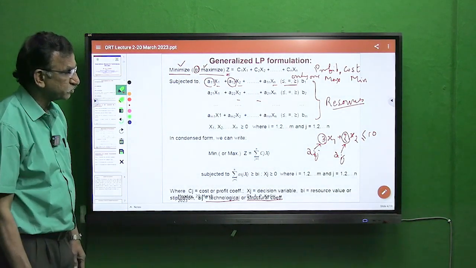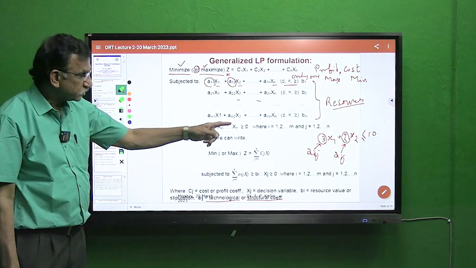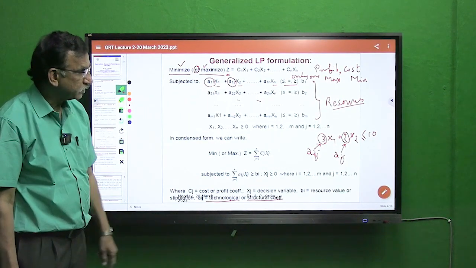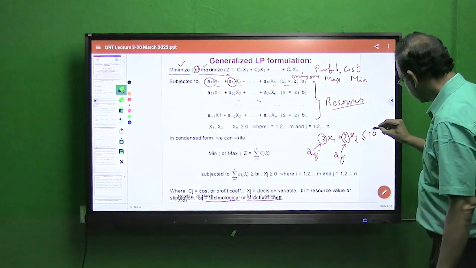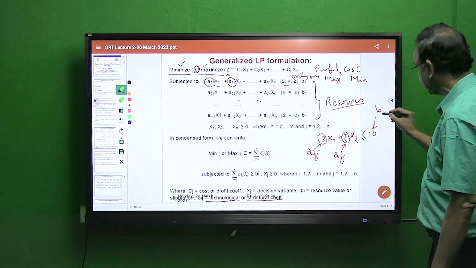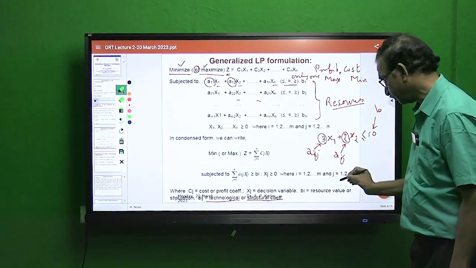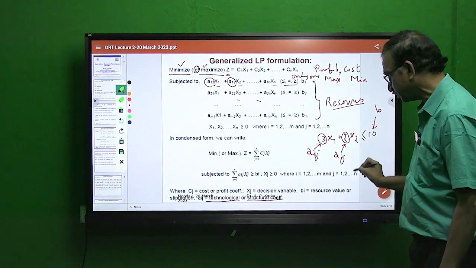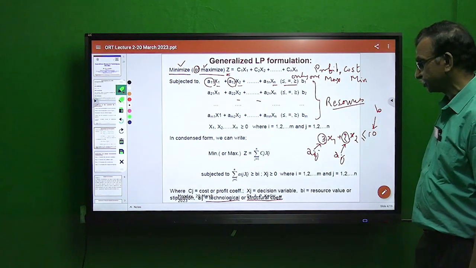3x1 plus, suppose, 2x2 less than or equal to 10. I am writing this 3 and 2 as represented by A's, whereas this 10 is represented in the form of B's. So it will take values from B1 to Bm. Here I have written i ranging from 1 to m, and j ranging from 1 to n. So B's are nothing but resources.